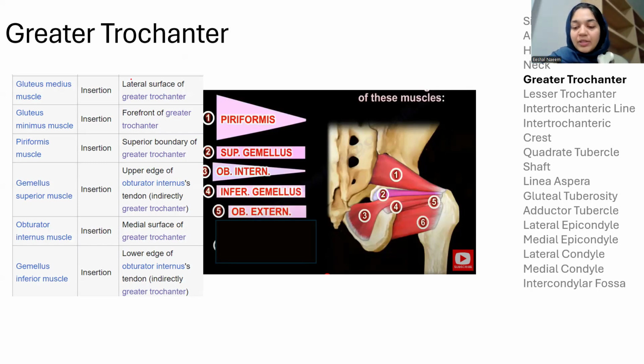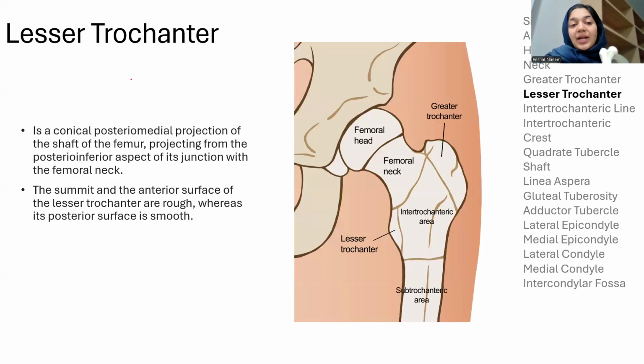Now the lesser trochanter is a conical posterior medial projection of the shaft of the femur, projecting from the posterior inferior aspect of its junction with the femoral neck. So this is the femoral neck. The summit and the anterior surface of the lesser trochanter are rough. You can feel it, it's rough, whereas the posterior surface is smooth.